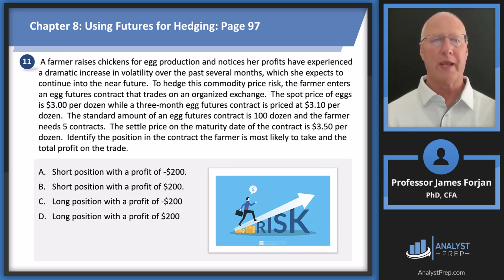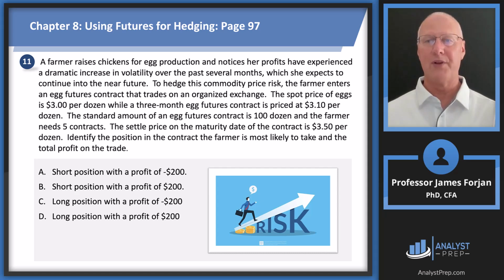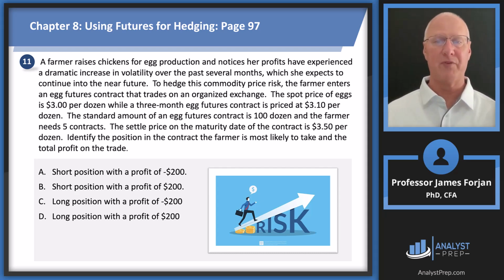A farmer raises chickens. Let's see, she notices her profits have experienced a dramatic increase in volatility, which she expects to continue. To hedge this commodity price risk, the farmer enters an egg futures contract that trades on an organized exchange. Spot price of eggs, $3 per dozen, while 3-month egg futures contract priced at $3.10. Standard amount of the contract is 100 dozen. Farmer needs 5 contracts. The settle price on the maturity date is $3.50 per dozen. Identify the position in the contract and the total profit on the trade.